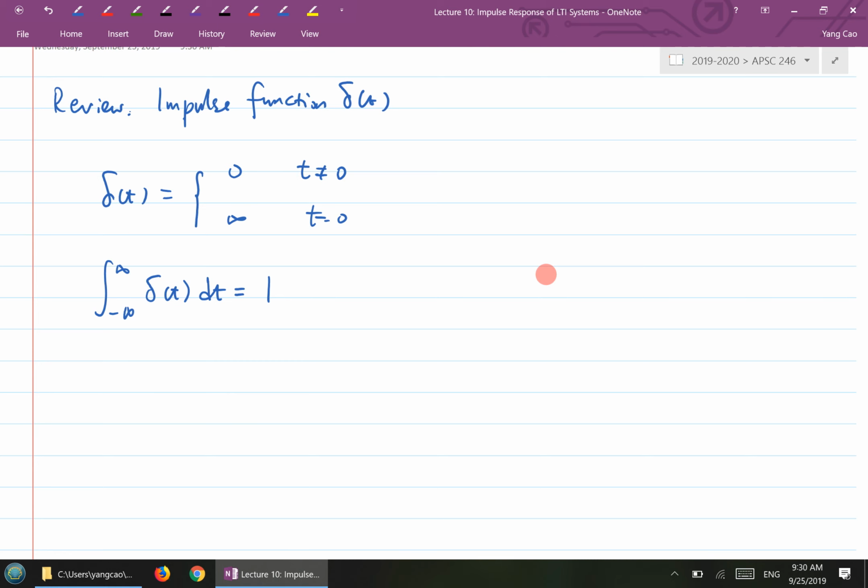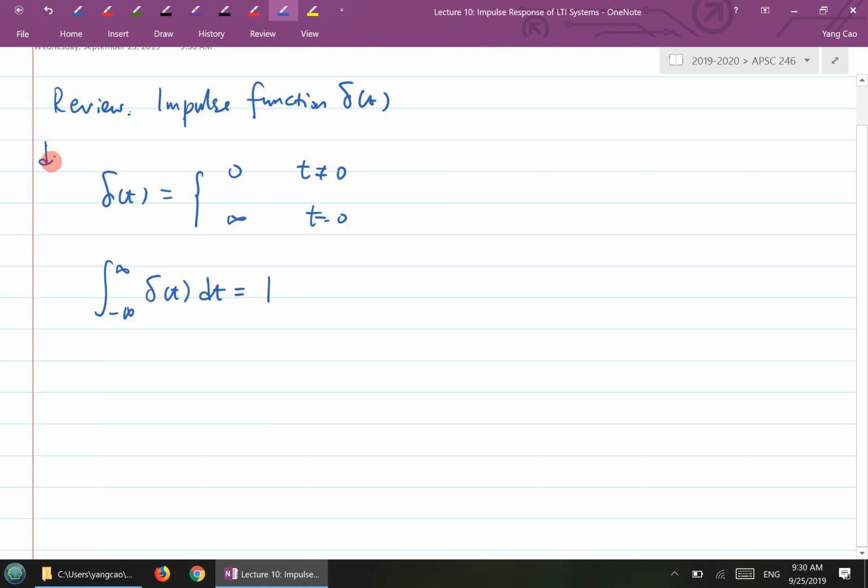Okay, so we'll finish the impulse function today, and then we'll look at the relationship between unit step function and impulse function. And after that, I think we still have time, and we'll look at another topic called impulse response of a linear time invariant system. Okay. Just a quick review of what impulse function is.